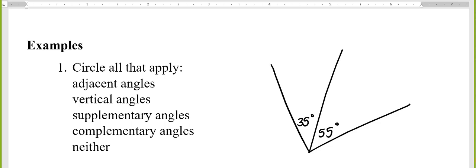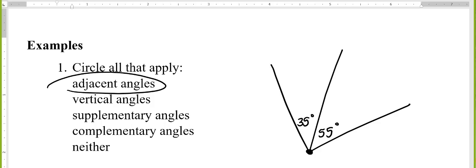Okay, to go through some examples on this section, making sure that you've got vocabulary down. Circle all that apply. Here in black, the angles that are over here in black, are they adjacent angles? Remember that adjacent angles share a vertex. Do these two share a vertex? Yep. Do they share a common side? Yes. They share this side. So are these adjacent angles? Yes.